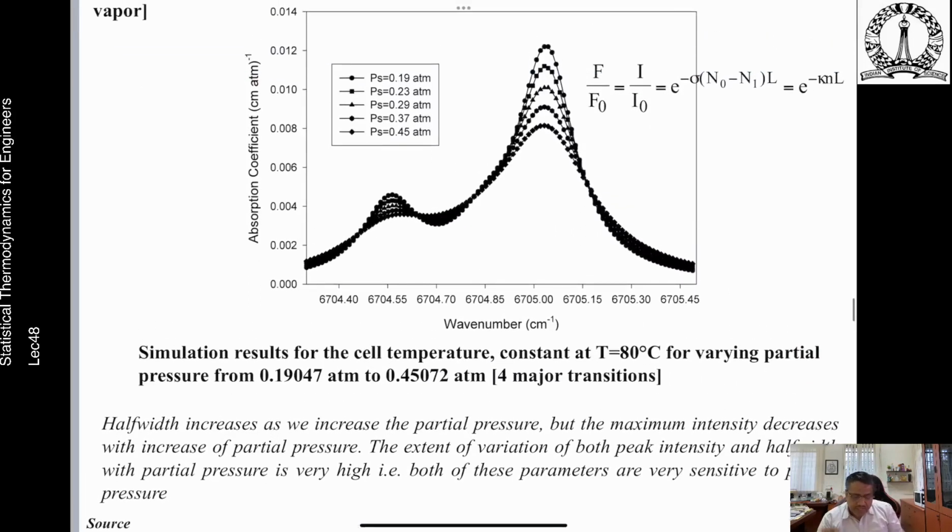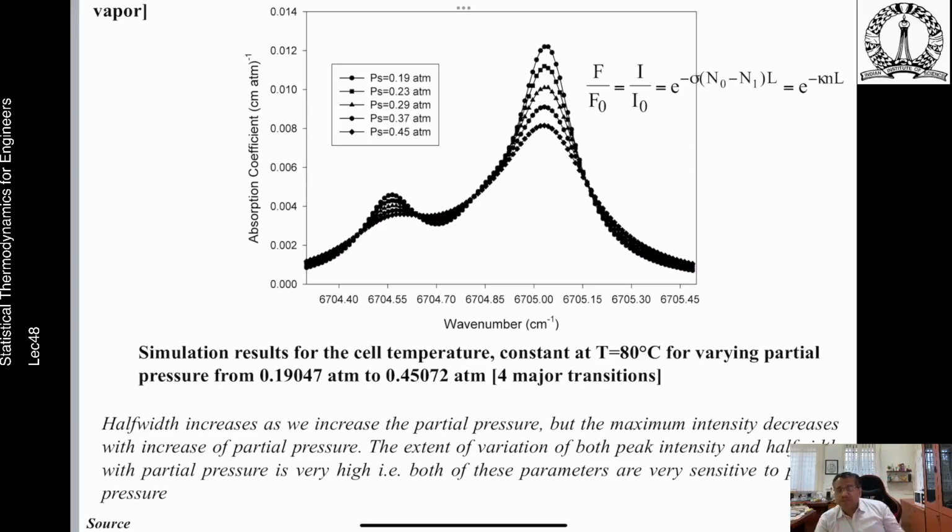So here what we see is that the half width increases as we increase the partial pressure of water, because we increase the collisional broadening, right? The maximum intensity decreases with increase in partial pressure. The extent of variation of both peak intensity and half width with partial pressure is very high.